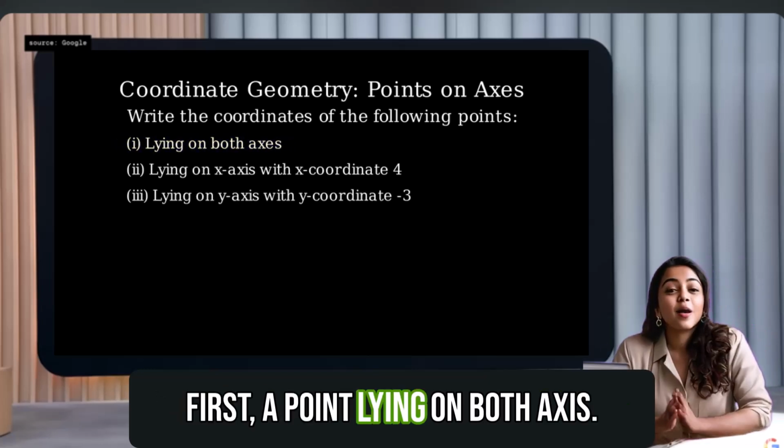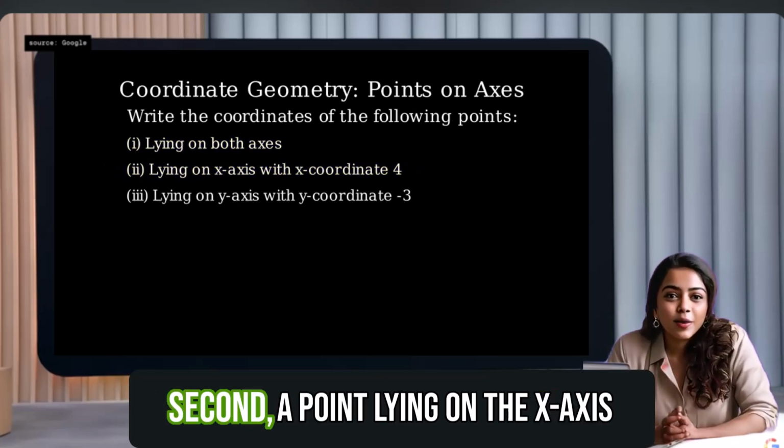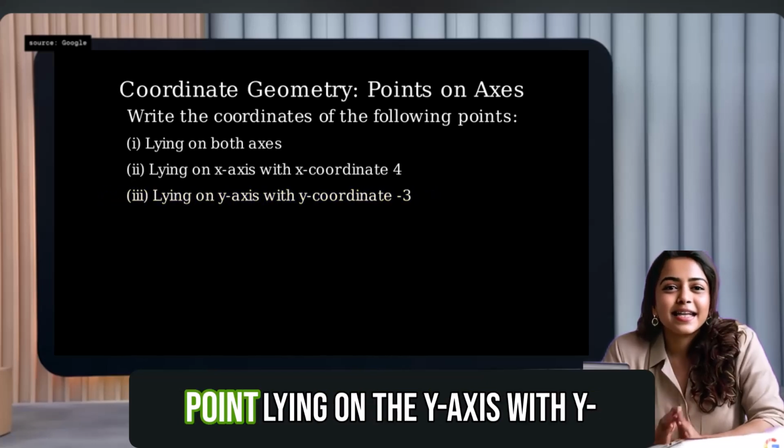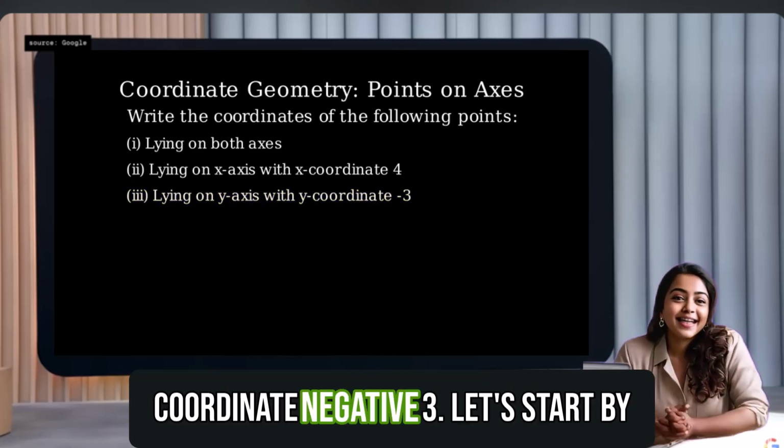First, a point lying on both axes. Second, a point lying on the x-axis with x-coordinate 4. And third, a point lying on the y-axis with y-coordinate -3.